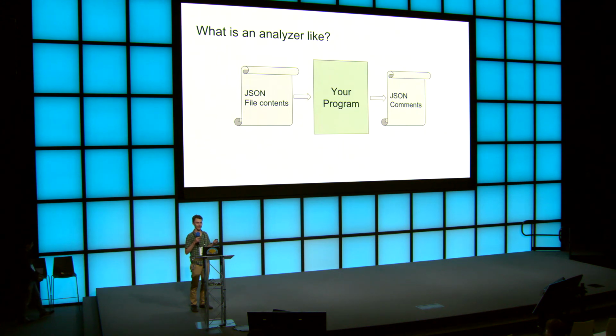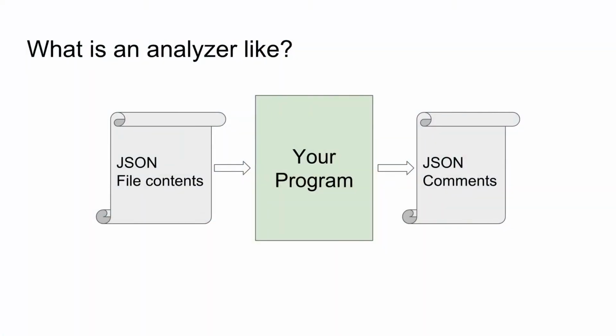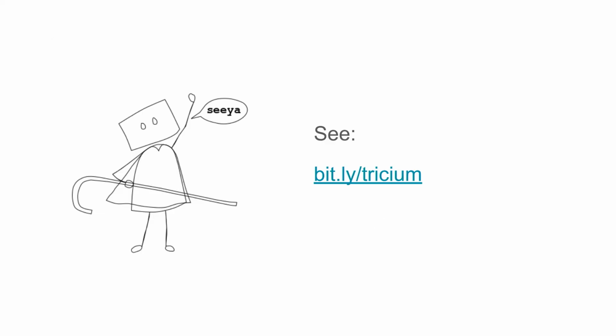And so you may be wondering, how can you use this? What are the analyzers like? Basically, an analyzer is just any program, and it can be written in whatever language. The existing basic ones are in Go. They'll read from JSON and file contents or other possible inputs and produce a JSON output, which is a list of comments to put into code review. And that's all.